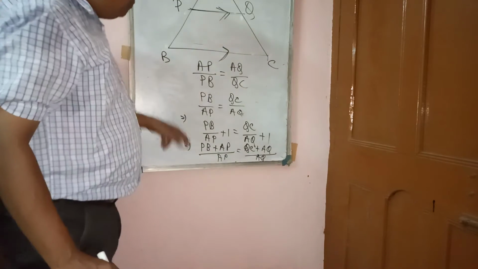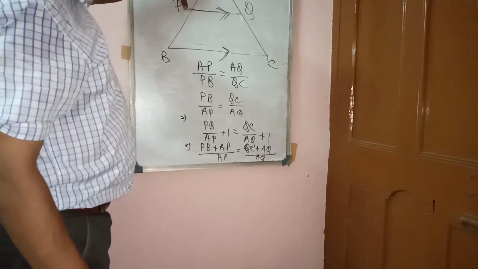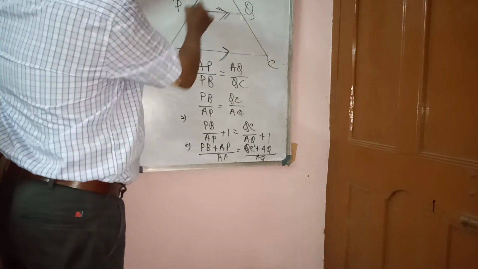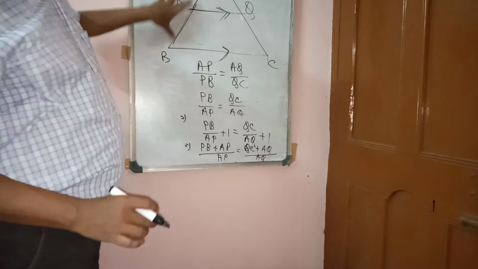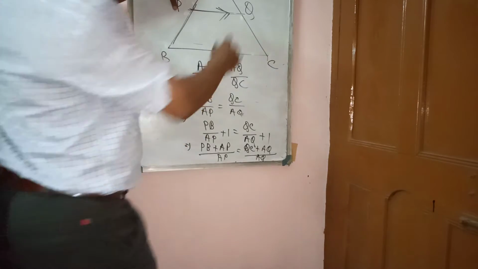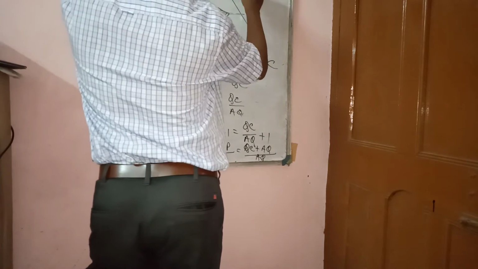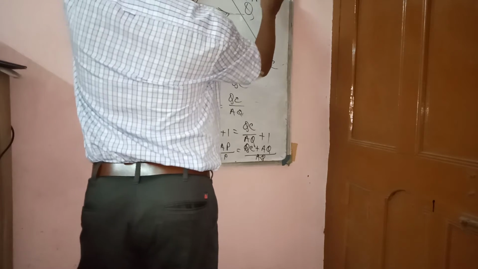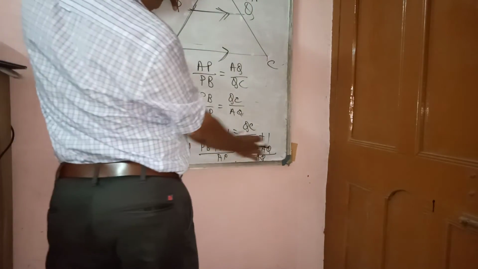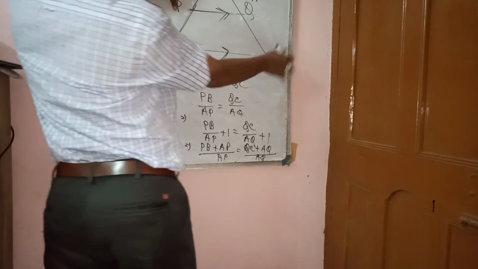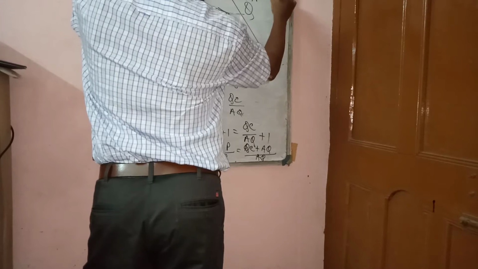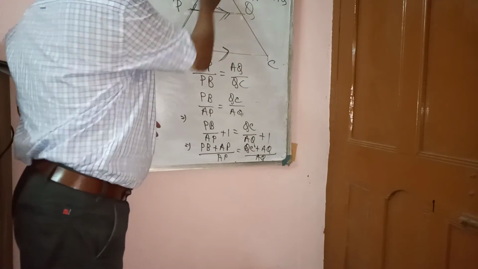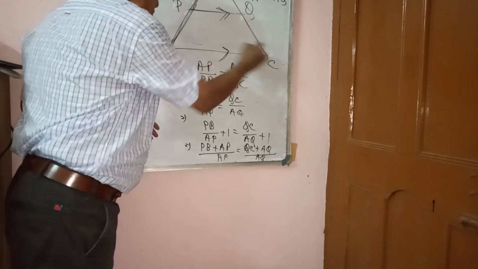Okay. See, PB plus AP, you can write total AB now. These two sides. Okay. So you can write total AB. So you can write AB by AP equal to QC plus AQ, see, QC plus AQ, you can write AC by AQ. Look at here. AB by AP means AB whole triangle, see, whole side here given.